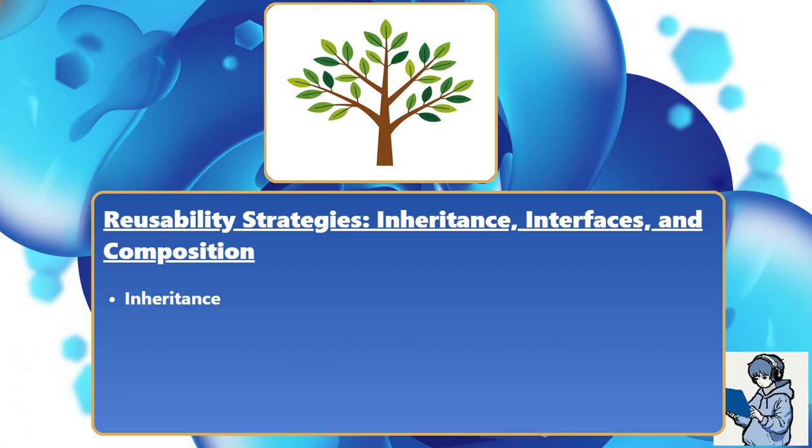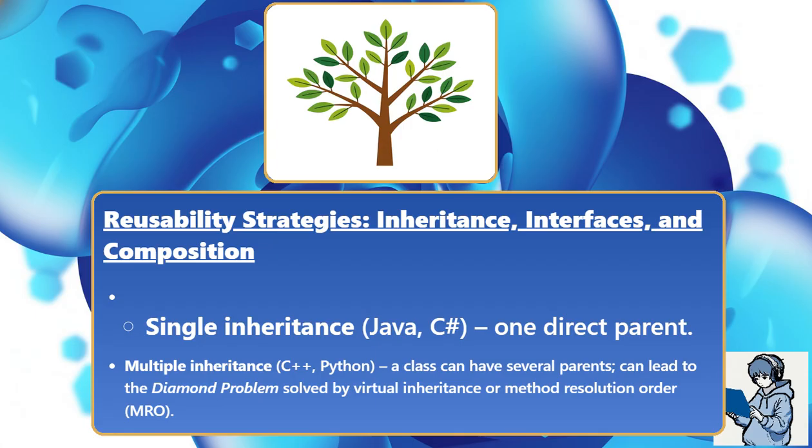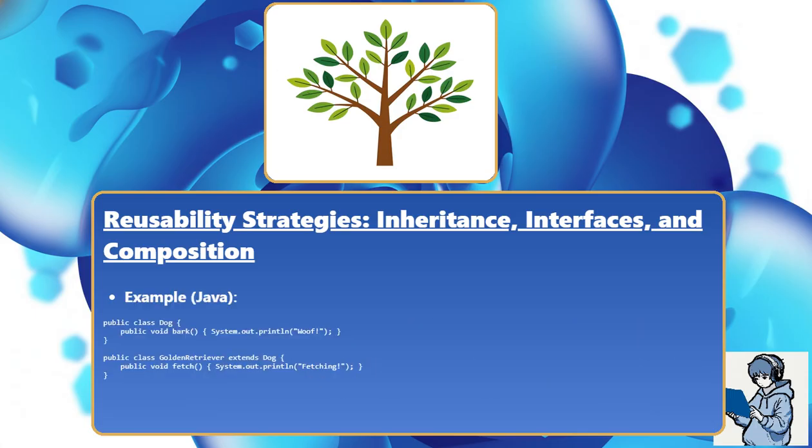Heading: Inheritance. Bullet 1, single inheritance in Java and C# means one direct parent. Bullet 2, multiple inheritance in C++ and Python means a class can have several parents and can lead to the diamond problem, solved by virtual inheritance or method resolution order, MRO. Bullet 3, "is a" relationship means a subclass should be substitutable for its superclass, which is the Liskov substitution principle. Example in Java. A public class named Dog defines a public method bark that prints woof. Another public class named GoldenRetriever extends Dog and defines a public method fetch that prints fetching. GoldenRetriever inherits bark automatically.